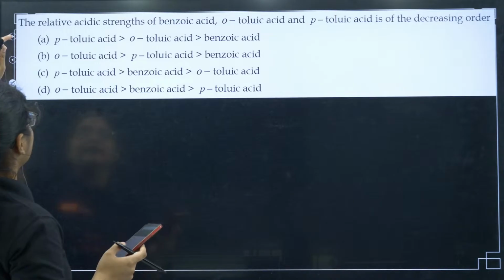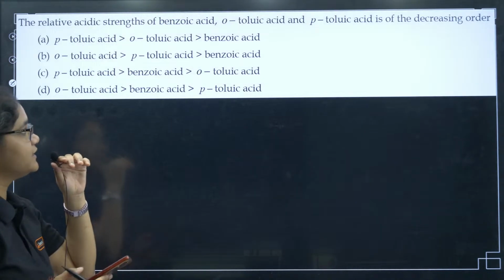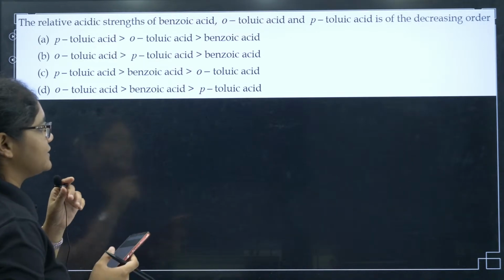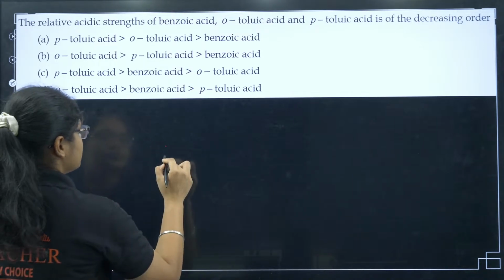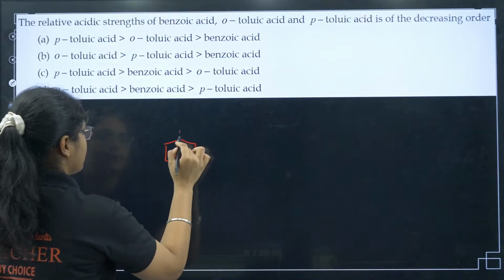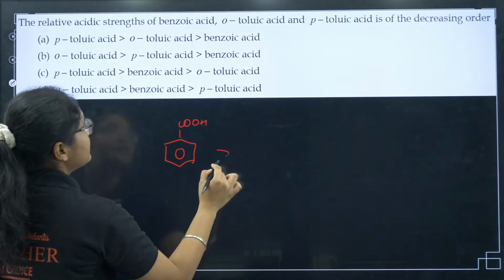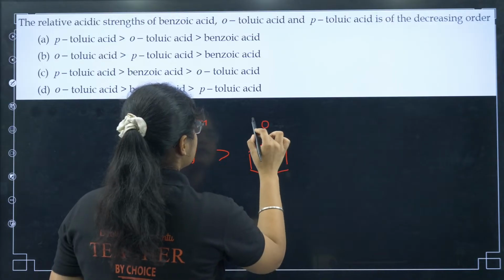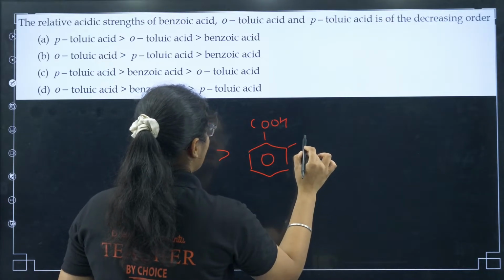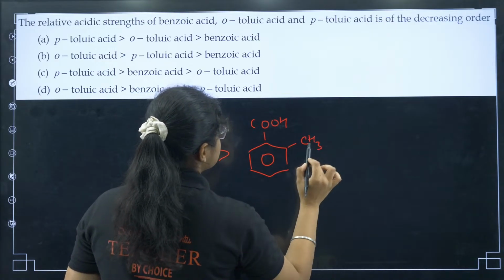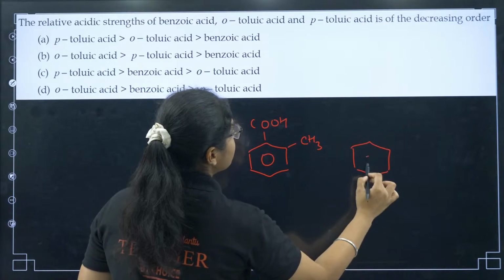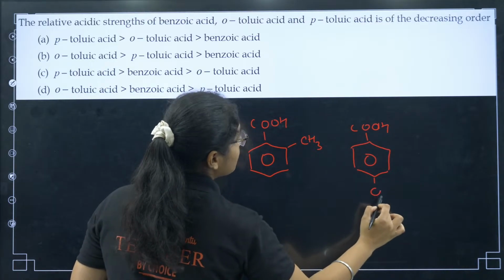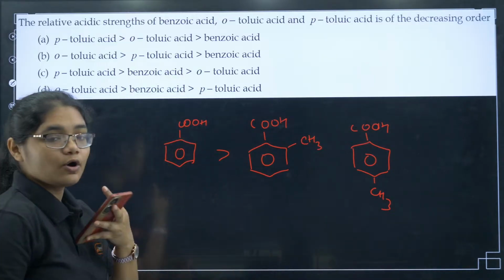Next, the relative acidic strength of benzoic acid, orthotoluic acid and paratoluic acid in decreasing order. So you have benzoic acid, then orthotoluic acid with COOH and CH3, and then paratoluic acid, in the decreasing order of acidity.